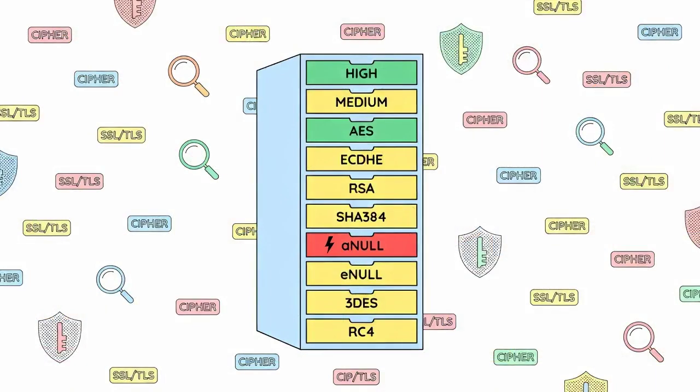OpenSSL groups hundreds of ciphers into named buckets, so you can refer to dozens at once. HIGH collects strong ciphers with 128-bit or better symmetric keys. AES pulls in the AES family. ECDHE captures ephemeral elliptic curve key exchange. And aNULL flags anonymous unauthenticated suites, the ones you want to ban.